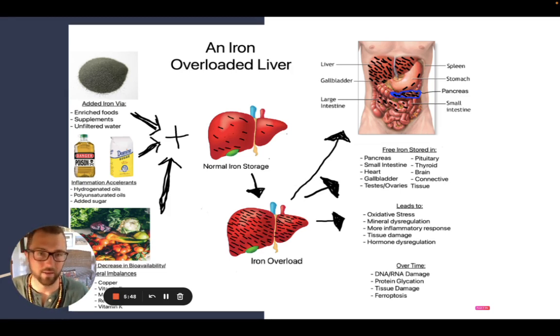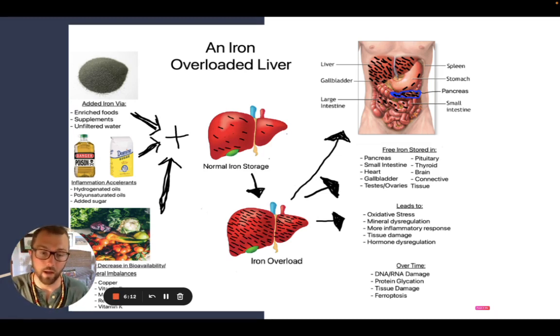The brain, the gallbladder, the intestine, the whole GI tract, the entire endocrine system, and all of our hormonal glands, the gonads, the connective tissue for our bones. The consequences of an affected liver are very widespread, right?